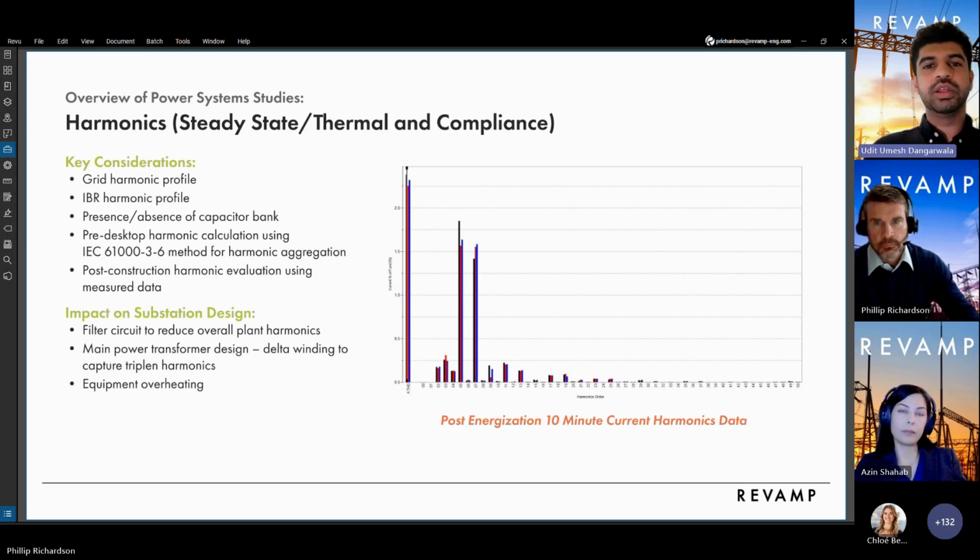Harmonic analysis determines whether a filter circuit is required at the substation, and if so, whether it is required to suppress the overall harmonics or to target particular harmonics. For US mainland projects, which are utility-scale solar and battery energy storage projects, typically a tertiary delta winding is provided in the main power transformer at the substation to capture the triplen harmonics. Also, harmonic analysis can determine whether there would be any potential overheating in the substation equipment due to harmonic losses.